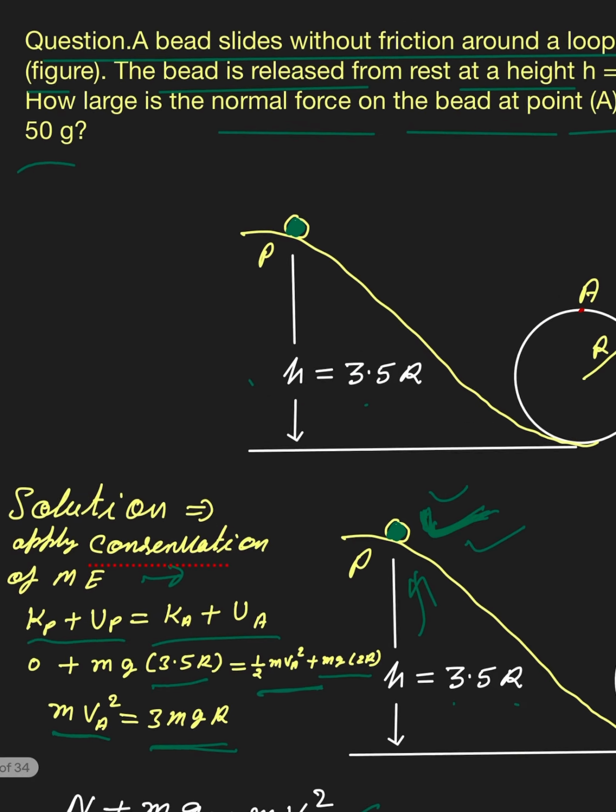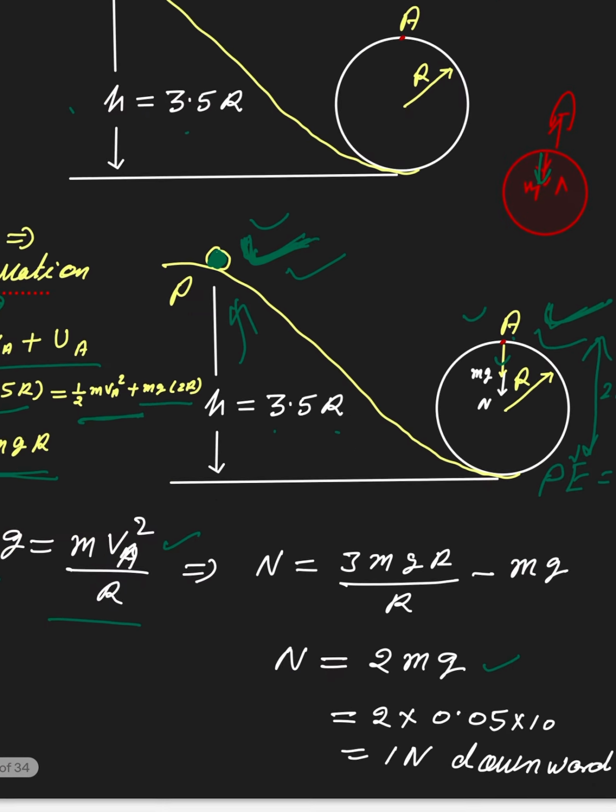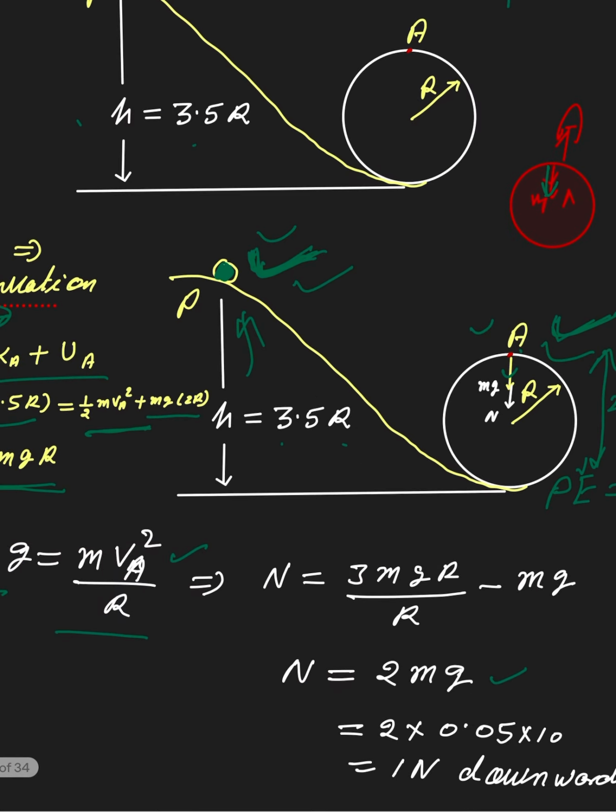What about m? m is 50 gram, so converted into kg, 50 gram is equal to 0.05 kg. Multiply by 10, since g is 10, and by 2, so finally we get 1 Newton. In which direction? That is downward. So the final answer is 1 Newton downward.